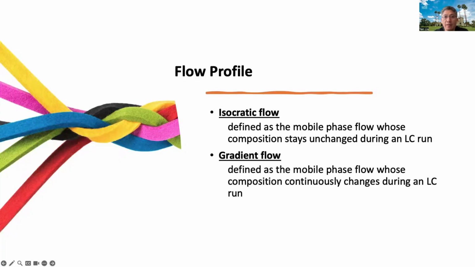Section A investigates how the flow profile affects separation performance. The flow profile mentioned here is about the composition of mobile phase used in LC. Generally, there are two types of flow profile. One maintaining the composition through the run, while the other changes the composition of the mobile phase during the run. The one without change in composition is called isocratic run, and the one with change is called gradient run.